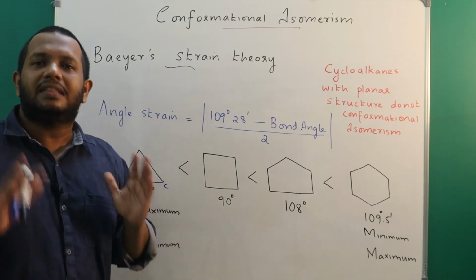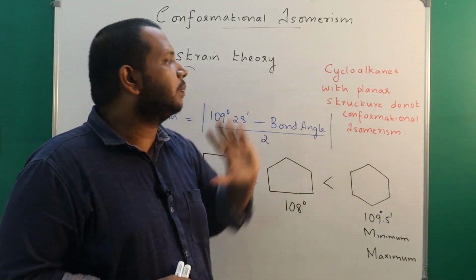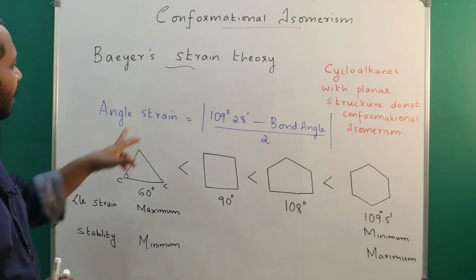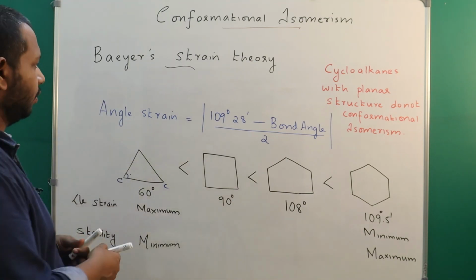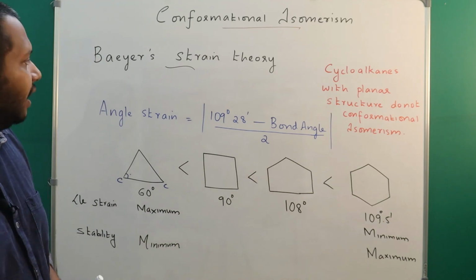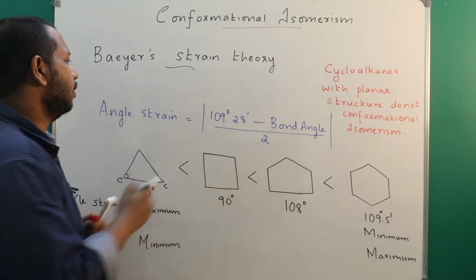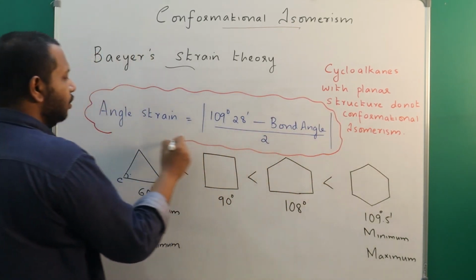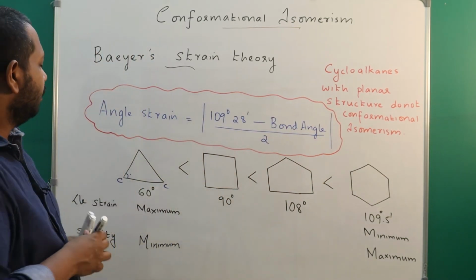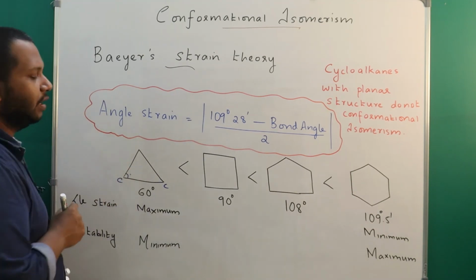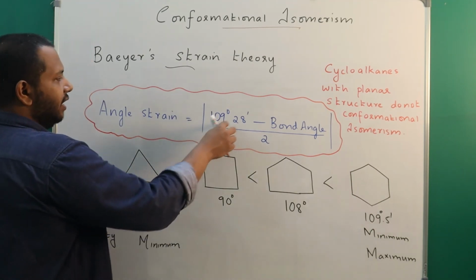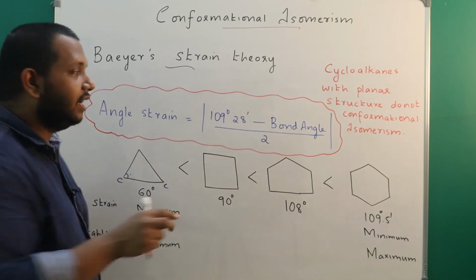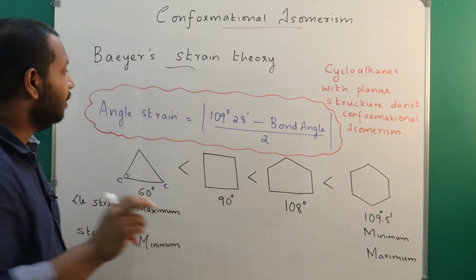Based on this theory, it is explained that cycloalkanes with planar structures do not show conformational isomerism. And what he told is, very, very important, angle strain can be calculated as the modulus of 109 degrees 28 minutes minus the bond angle of the compound, divided by 2. Now for example, let's calculate the angle strain of cyclopropane. 109 degrees 28 minutes minus 60 degrees, so somewhere around 50 degrees, divided by 2.